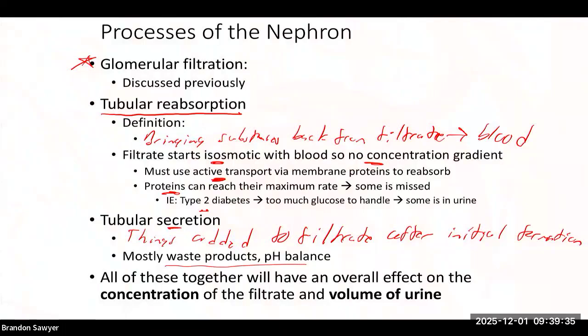And then all of this together will have an overall effect on two things that we'll talk about as we go through each part of the nephron, mostly next class: the concentration of the filtrate and urine, and also the volume of the urine. So it's like, how much did we start with? How much did we bring back? How much did we add as we kept going through the kidneys? Okay, questions on any of that?